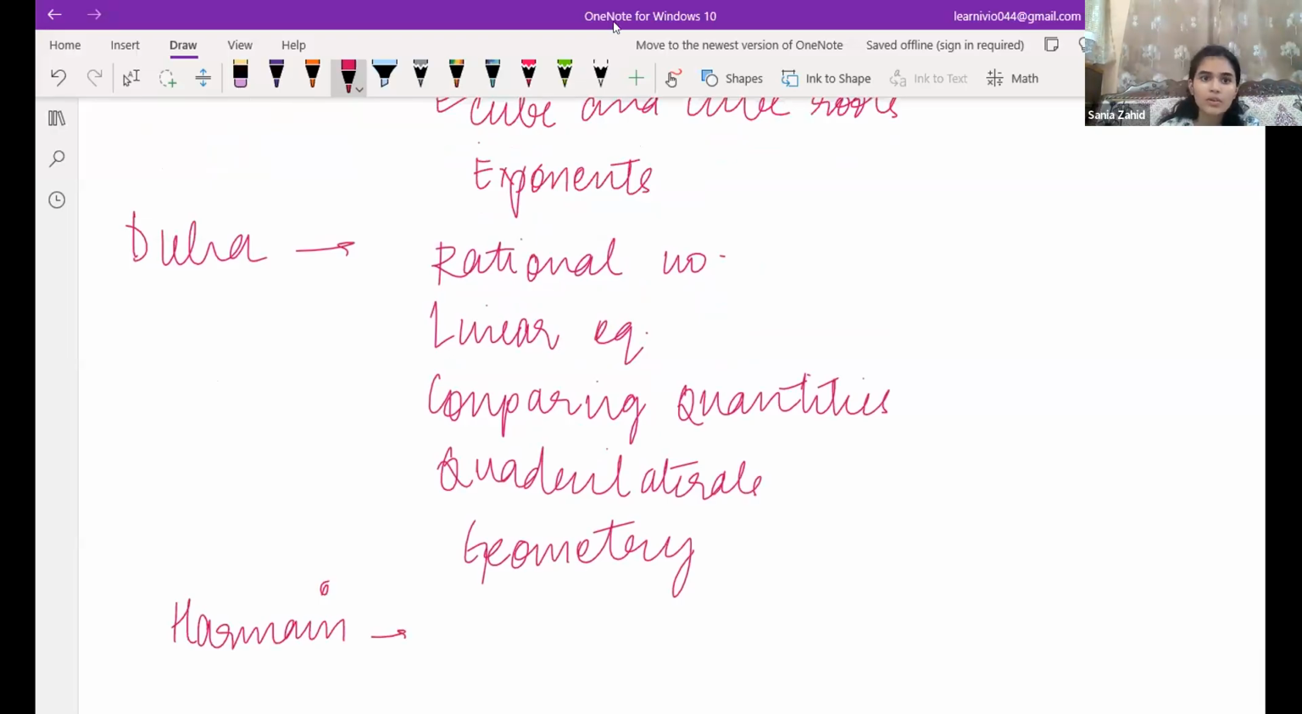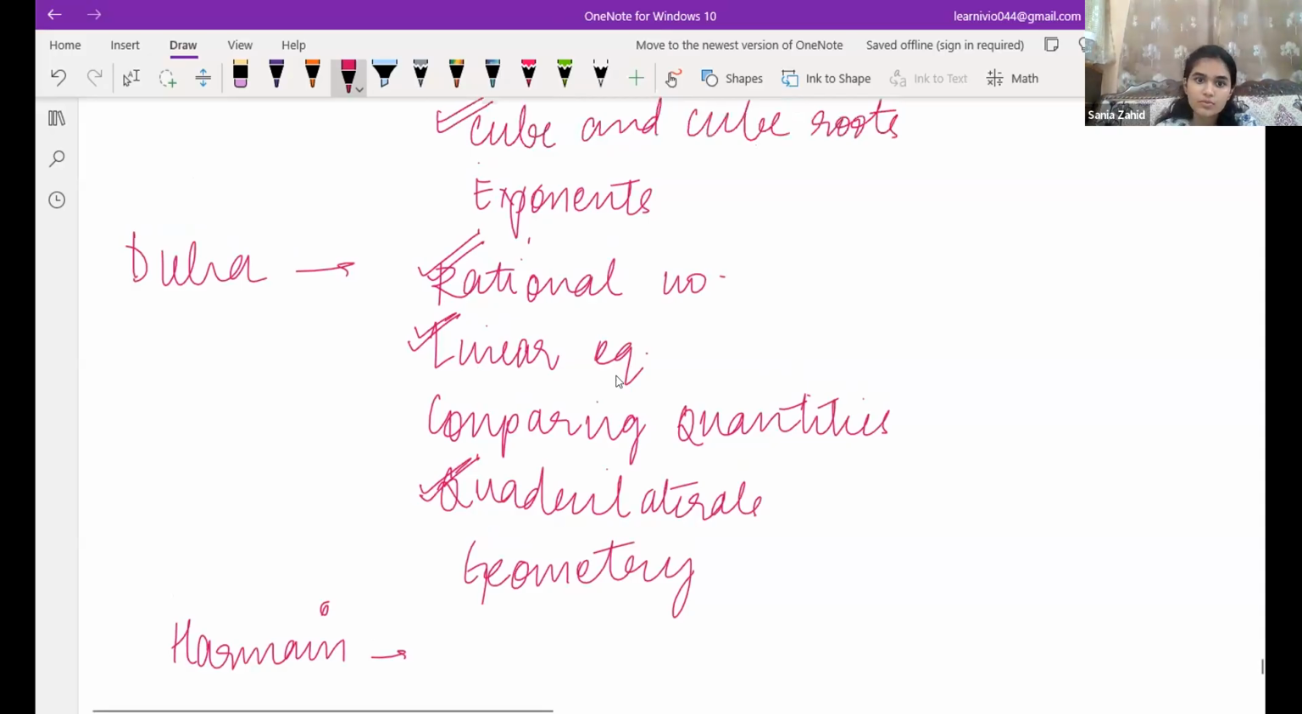rational numbers, then linear equations, then understanding quadrilaterals, full chapter, then square and square roots, and cube roots, and also maybe data handling. Data handling might also be there. Practical geometry and exponents is not there for you. Yes, ma'am.